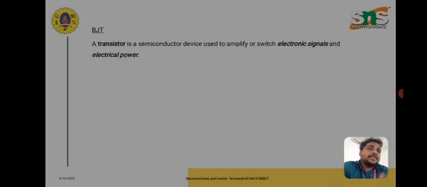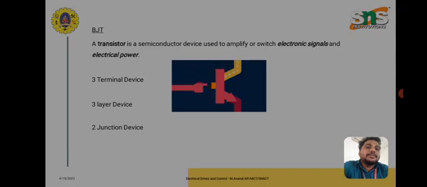BJT is a semiconductor device used to amplify or switch electronic signals and electrical power, and it also acts as a switch in a lot of electronic devices. It is a 3-terminal device: base, collector and emitter, and a 3-layer device. We have 3 layers, of which 2 layers are common, either 2 positive layers or 2 negative layers, and 1 layer is the base, that is P or N. It is a 2 junction device.